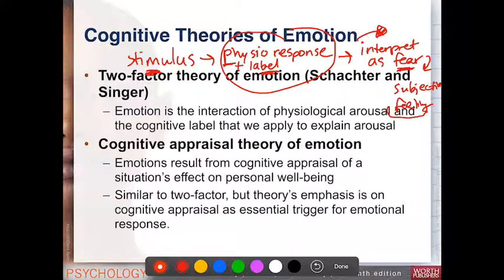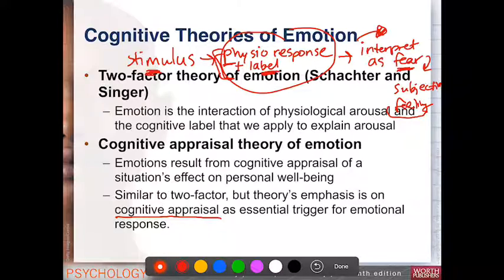Now the cognitive appraisal theory is very similar. This is a very, very similar idea, except again the combination, and it is not in the exact order. The emphasis is on the cognitive appraisal as being the trigger for the emotional response. Okay, not necessarily the physiological response plus the label. Okay, this is the two-factor response here.